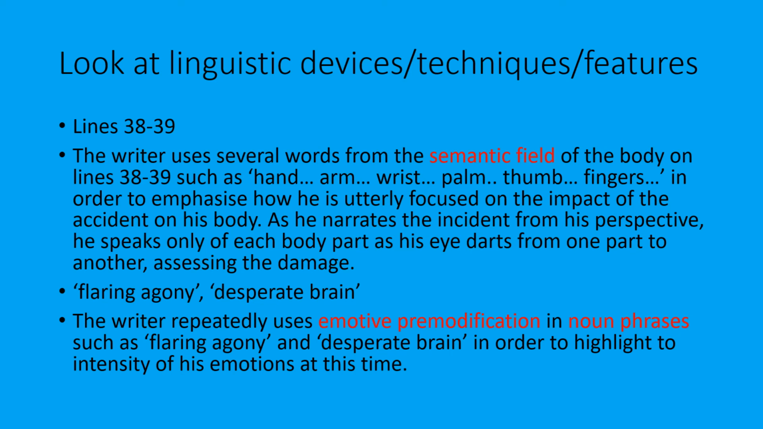Another thing that you could say in terms of language is you could look at the use of emotive pre-modification. So for instance, when he talks about "flaring agony" or "desperate brain," pre-modification just means putting an adjective before a noun. So emotive pre-modification just means putting an emotive adjective before a noun. So look at those noun phrases, "flaring agony," "desperate brain," and it just highlights the intensity of his emotions at key points during the description.